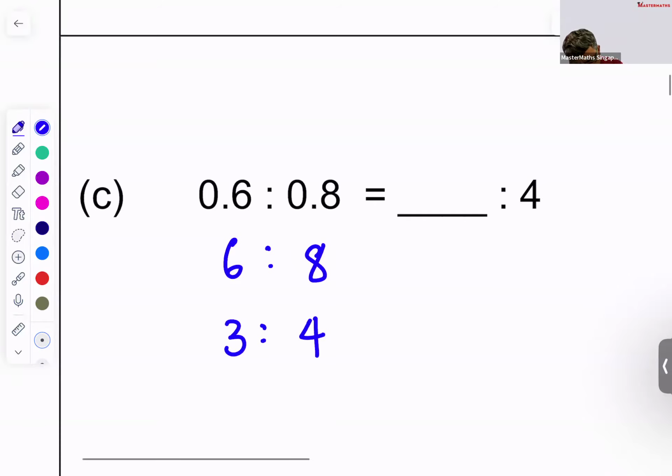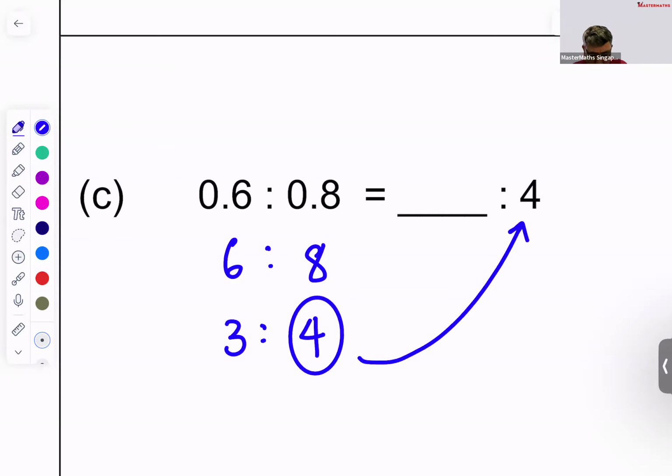Okay, take note. This is the second term, so it's this one. Okay, so the answer is 3 is to 2 is to 4. Because it times 1, right? 4 times 1 is 4. So 3 times 1 is 3.